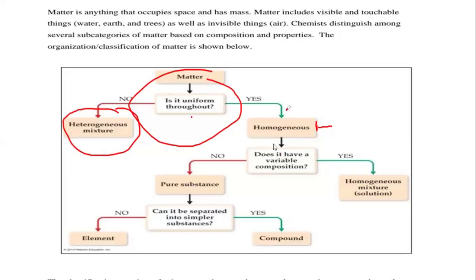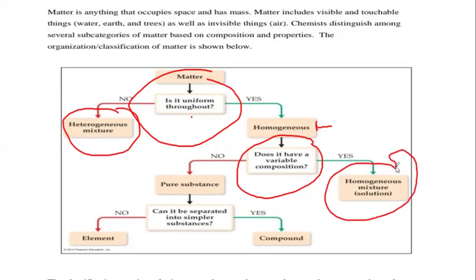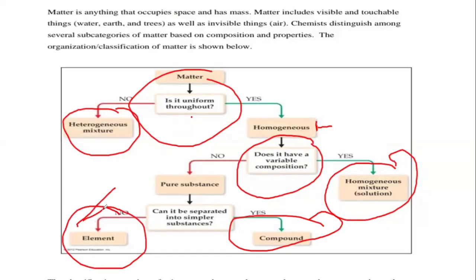If it's homogeneous, you can ask yourself, does it have a variable composition? Meaning, is it made of one or two things? If your answer is yes and it's homogeneous, then it's a homogeneous mixture, a solution. You are getting two liquids that have the same densities and mixing them, so you won't be able to differentiate which one is liquid A and which one is B because they are homogeneous. If your answer to variable composition is no, then that matter is a pure substance. It contains only one substance. If it can be separated, we say that's a pure compound, and if it cannot, we say that is an element. These elements are the ones we find on the periodic table.